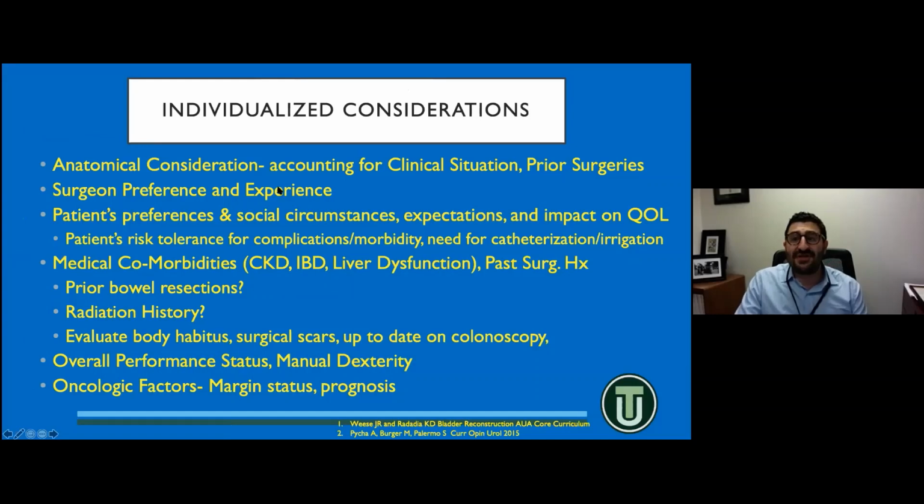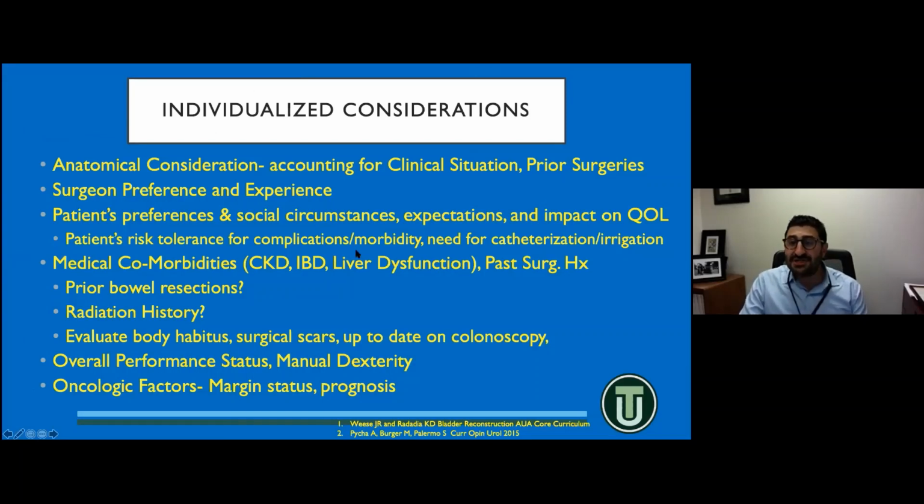So in terms of urinary diversion, how do you decide which diversion is right for the patient? There's lots of things you have to consider. You have to consider the patient's anatomy, what prior surgeries the patient has had, what is the surgeon who's performing the surgery, what is their preference, what's their experience and training, what are the patient's preferences, social circumstances, what's their expectations and impact on their quality of life, what's the patient's risk tolerance.